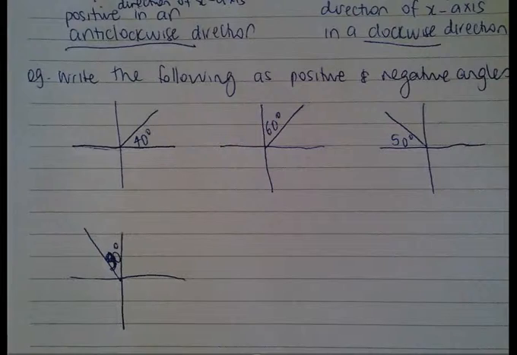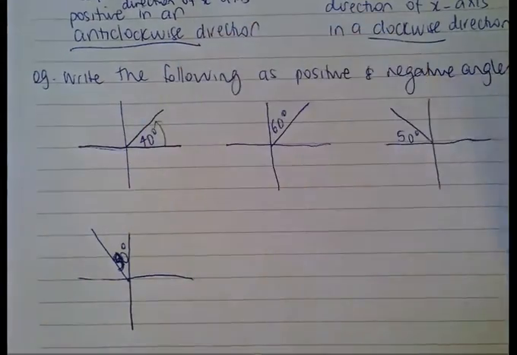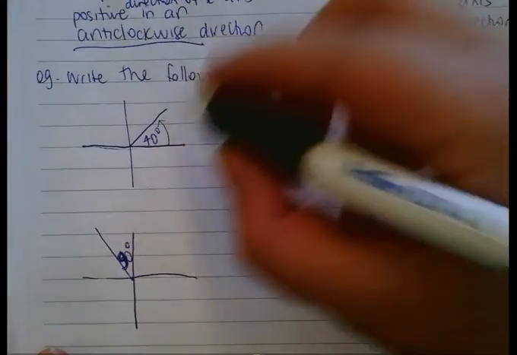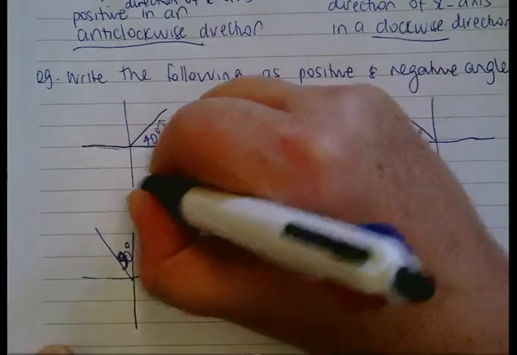All right, let's go. We'll do the positive one in green, negative one in red. Positive goes this way. What is this as a positive angle? You know, starts from here. What is it? Yeah, 40 degrees.